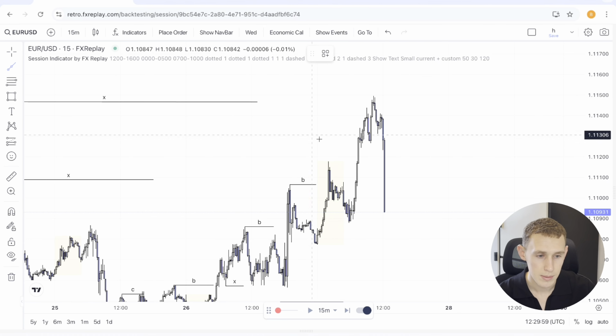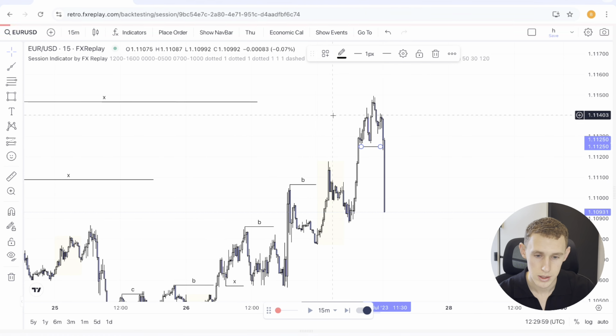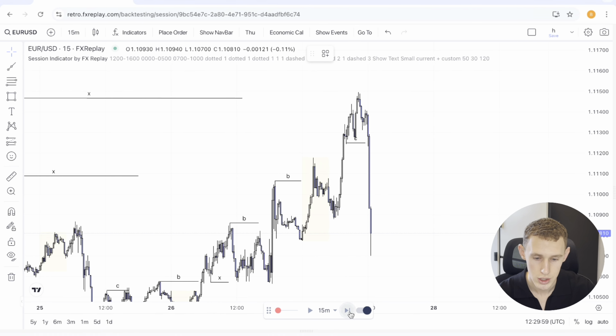So there we are. You can see clear volume coming into the market. Price broke past two levels of 15-minute structure.